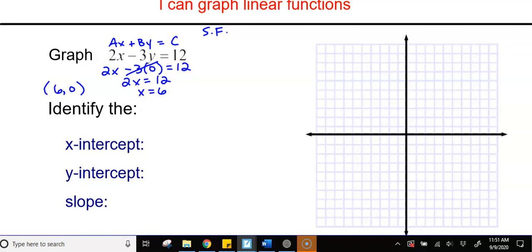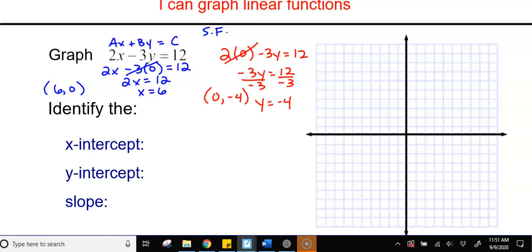Our y-intercept is when x is equal to 0. So we're going to set x equal to 0. That's going to go away. Divide by -3. And y is equal to -4. So the point that we need, x is equal to 0. We set x equal to 0. Y is -4.